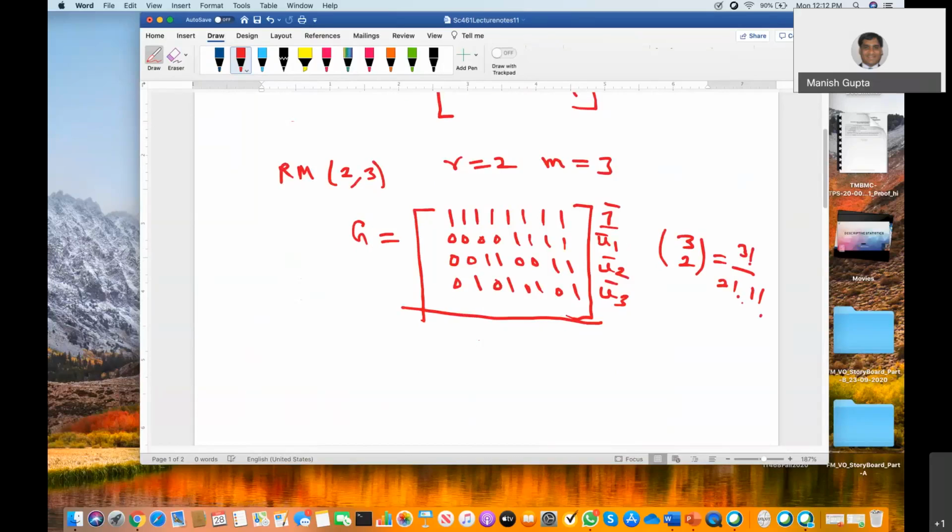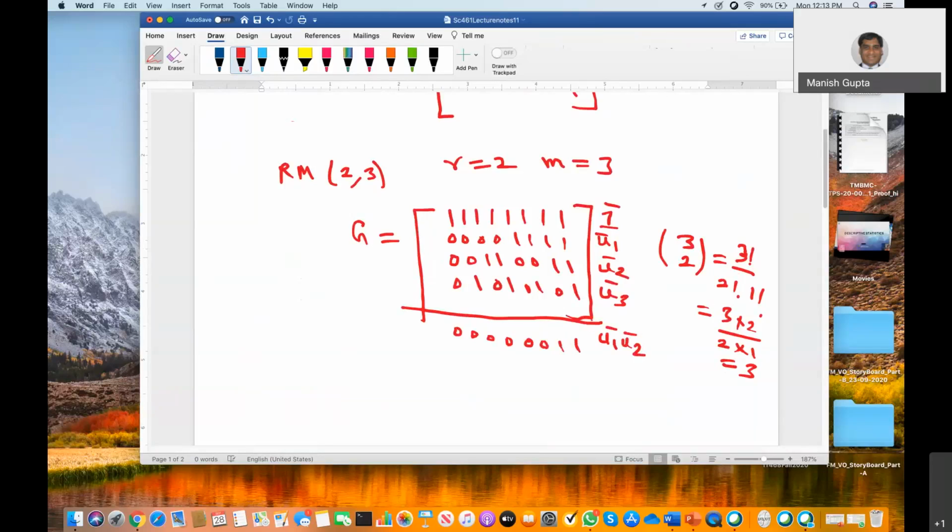Okay, so this is 3 into 2 into 1 divided by 2 into 1, so ultimately 3. Okay, 3 ways it is possible. We need to add 3 more rows, so I can multiply v1 and v2. We will get v1 v2 will be 0 0 0 0 0 0 1 1.